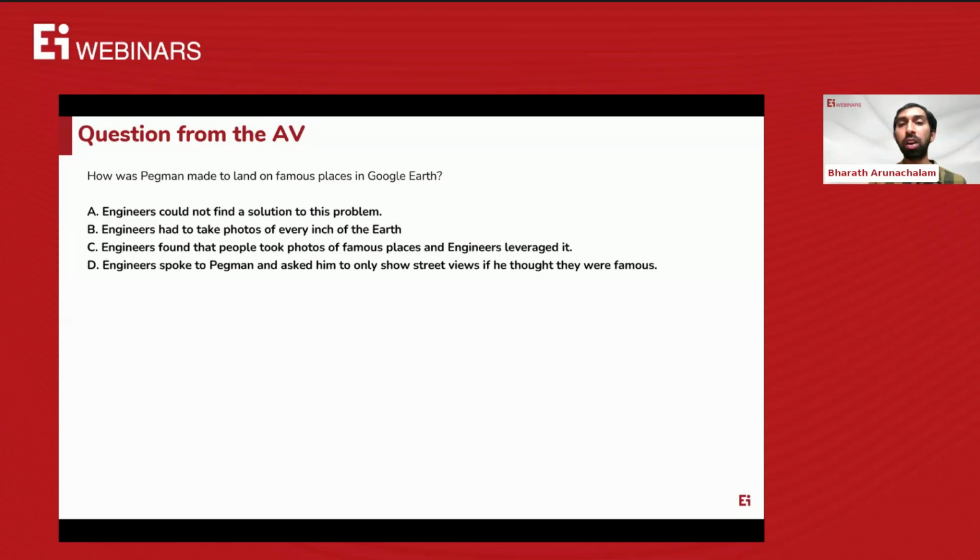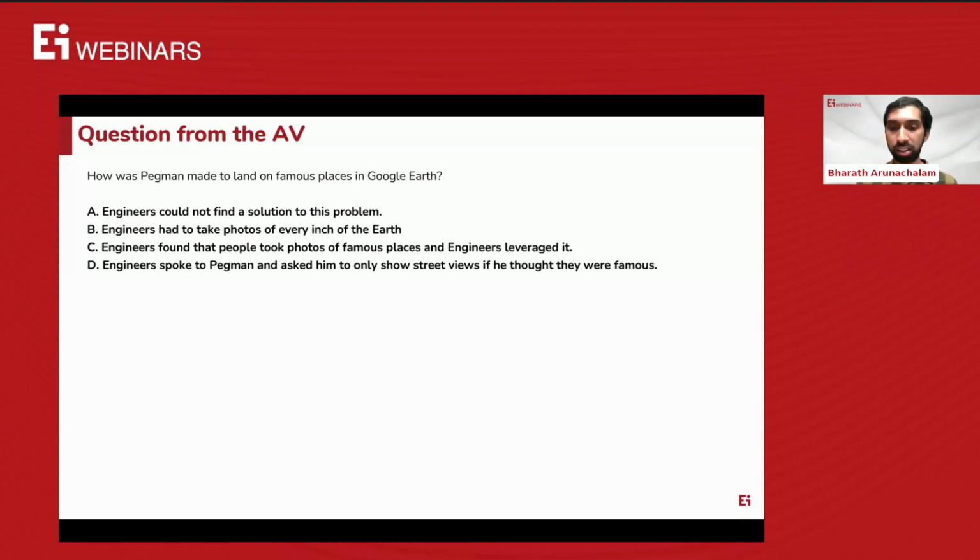Real life problems are like this: you have most of the data available, but you have to understand and figure out and abstract only those parts of the data that you want in order to solve the particular problem you are trying to solve. So the right answer is option C, wherein engineers found that people took photos of famous places, and because they were stored on a server, they were used as data points. That is what engineers leveraged to make Pegman land on famous places.